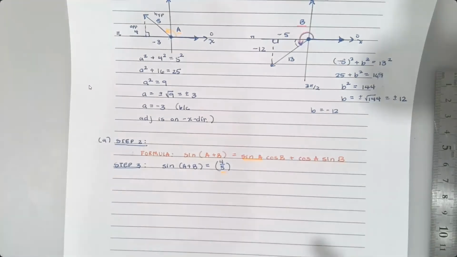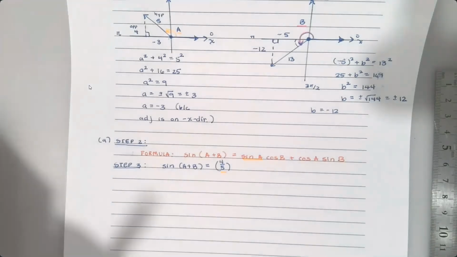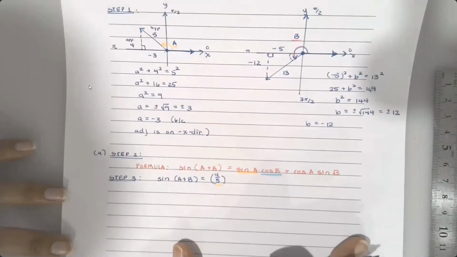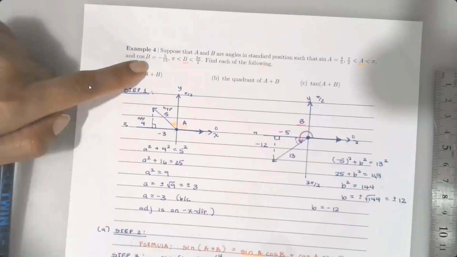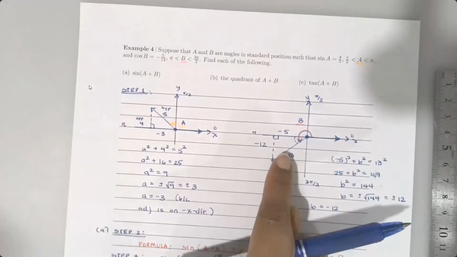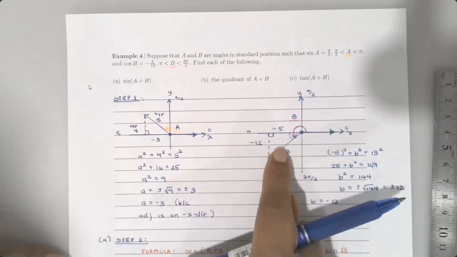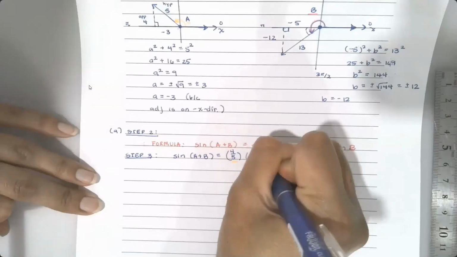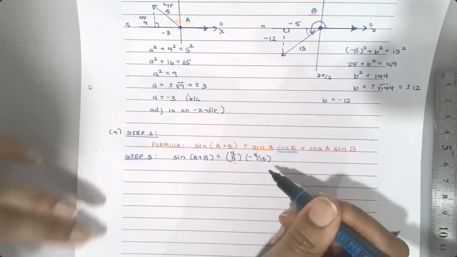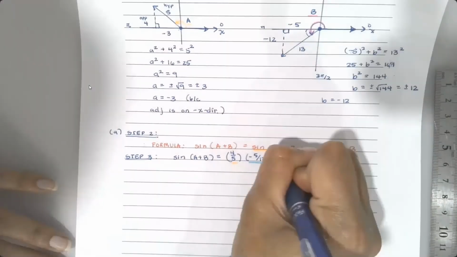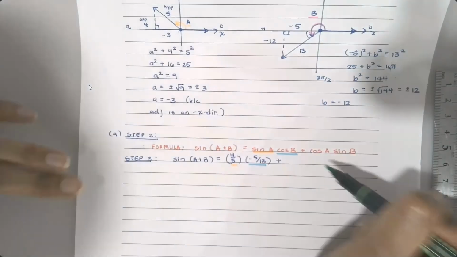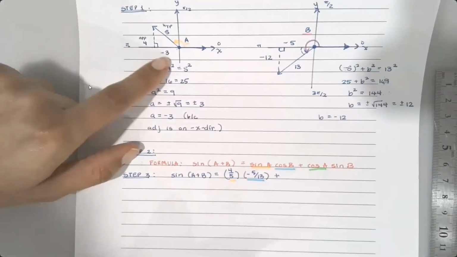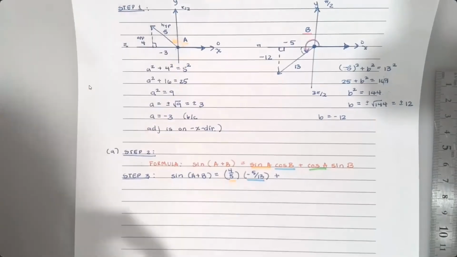Then cosine of B, which I'll color code blue, we were also given cosine B, right? It was -5/13. We could also read it from the second diagram, adjacent over hypotenuse, -5/13. Then we have plus cosine of A. So we'll go back to the first diagram. Cosine of A is going to be adjacent over hypotenuse. So that'll be a -3/5.